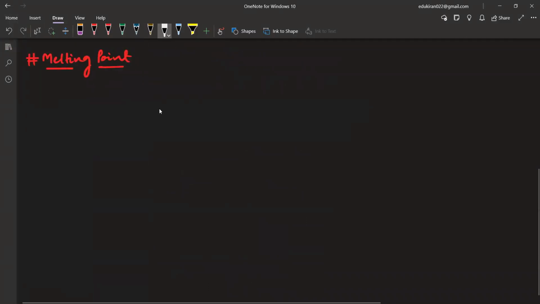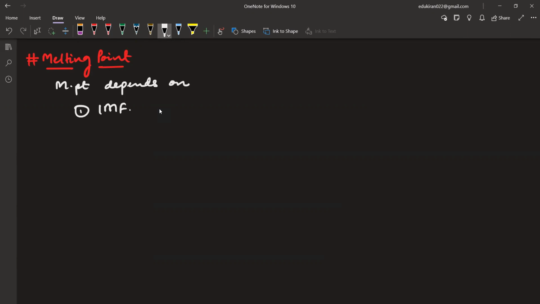See. First thing is that melting point depends on, number one, the intermolecular forces of attraction. As well as it depends on what? As well as it depends on the packing. How efficiently the things are packed here. It depends on packing of the structure. And with this in mind, there is a question. So we'll write the question. From melting point, you will get only this question.